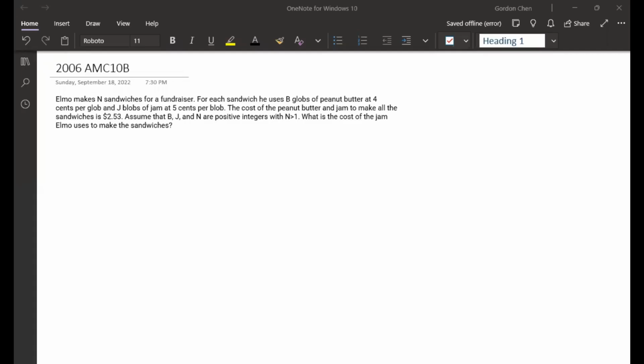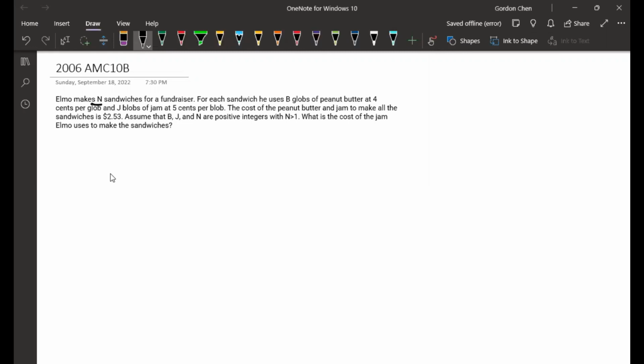Okay, so this is the video for this problem. Elmo is making sandwiches and he makes N. So we say N sandwiches. And we have B globs of peanut butter, and they're 4 cents each glob. And then J, that's for globs of jam, and they're 5 cents each.